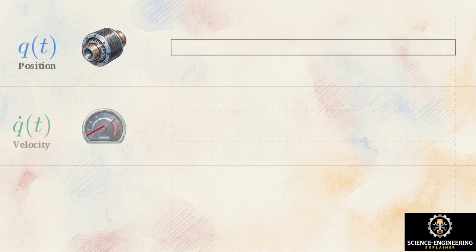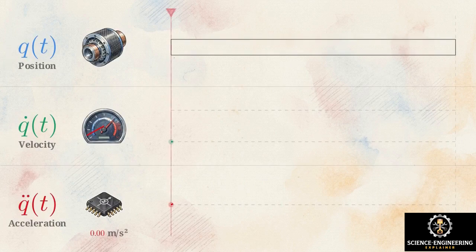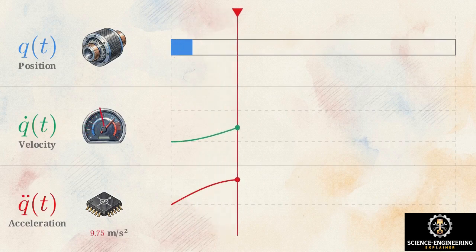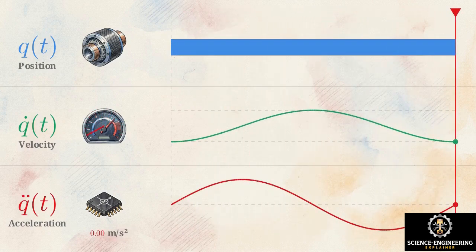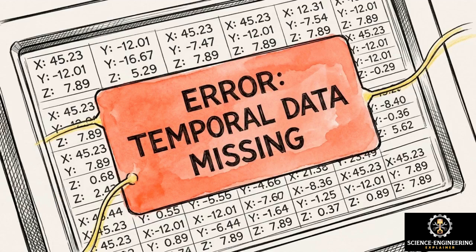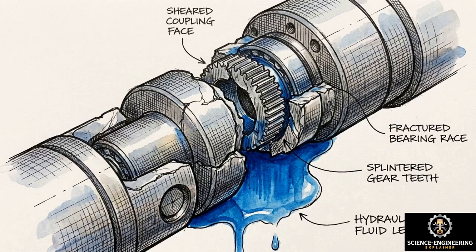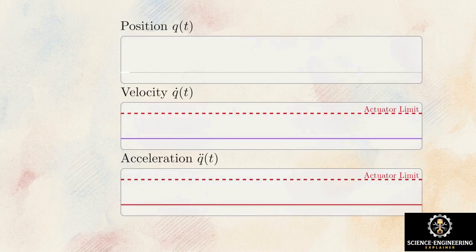To successfully execute a movement, a trajectory must define three specific kinematic variables at every distinct instant in time: the position q of t, the velocity q dot of t, and the acceleration q double dot of t. Feeding raw target points directly to an actuator without generating temporal equations is impossible to execute, resulting in immediate hardware damage and system failure. Analyzing a step input command, charting position, velocity, and acceleration explains the failure.